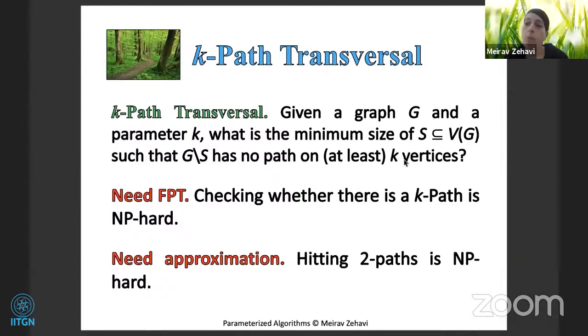So we need also approximation. We cannot have an FPT algorithm for this, because when the parameter is constant already, it's NP-hard. So we need both FPT and approximation. Okay.